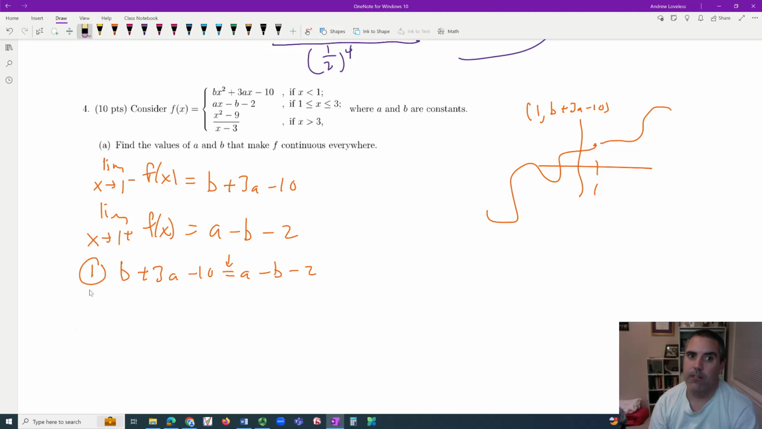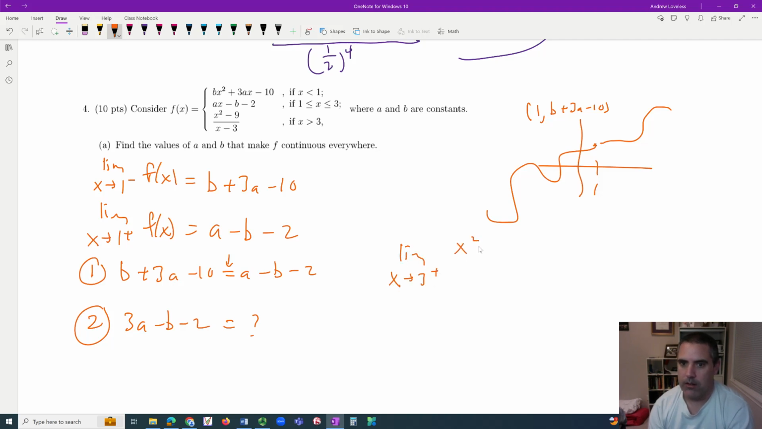It's at 3. So now when we plug in 3 to both sides, what happens? So if you plug in 3 on the left, you're going to get 3a minus b minus 2. That's plugging in here. What about this one? You can't plug in 3 because you get 0 over 0. So here's when we need to consider the limit as we approach 3 from the right of x squared minus 9 over x minus 3. That's a 0 over 0 case.